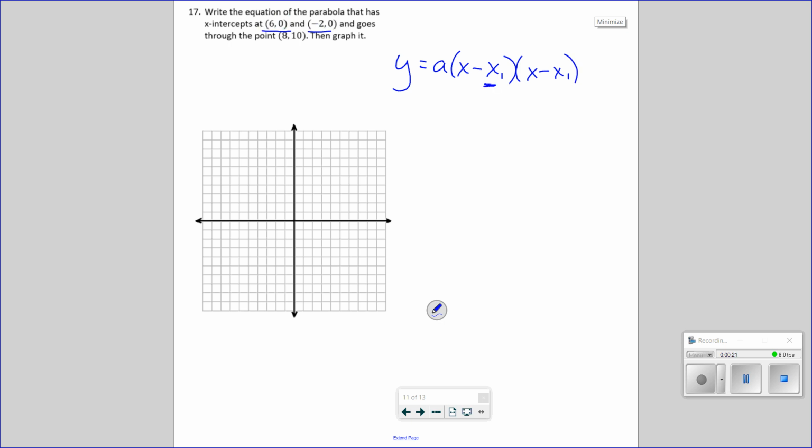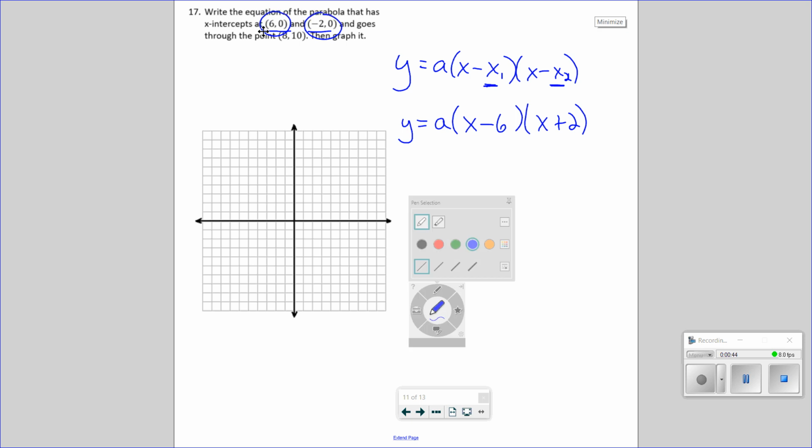And you're going to start by entering in your x-intercepts for these two x values, and you put them in as opposites. So we have y equals a times x. Our first x-intercept is at 6, 0, so we're going to enter that in as x minus 6. Our other x-intercept is at negative 2, so x plus 2. Oh, no, we don't have the a value.